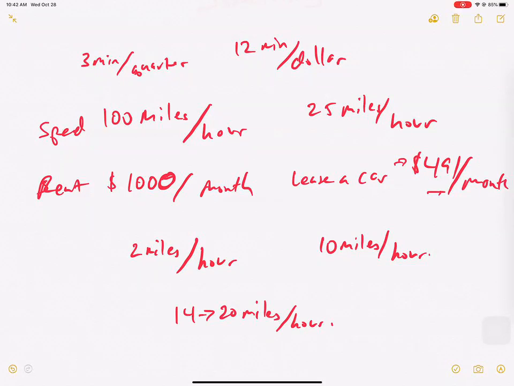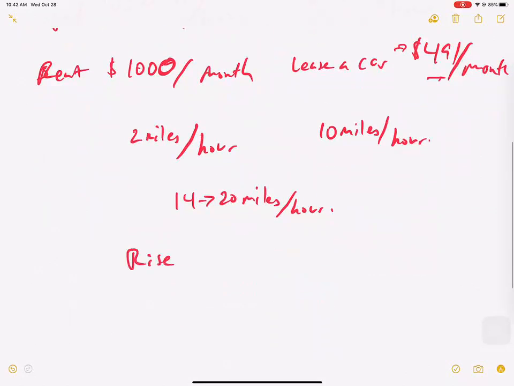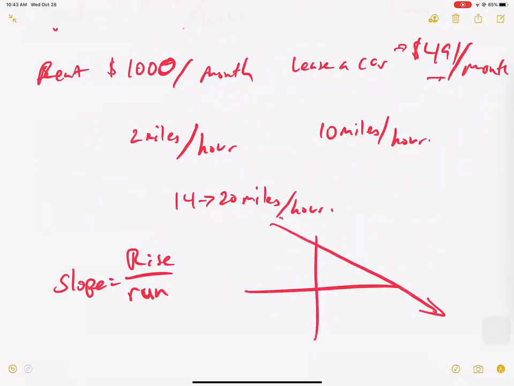For us, rates will be rise over run. That's our major algebra rate, and this is what we call the fancy word slope. How much is this graph changing from point A to point B? If this was your bank account, would you be making money or losing money from A to B? If this was your grade, would you have a higher grade or lower grade? If this was your health, would you be healthier or less healthy?